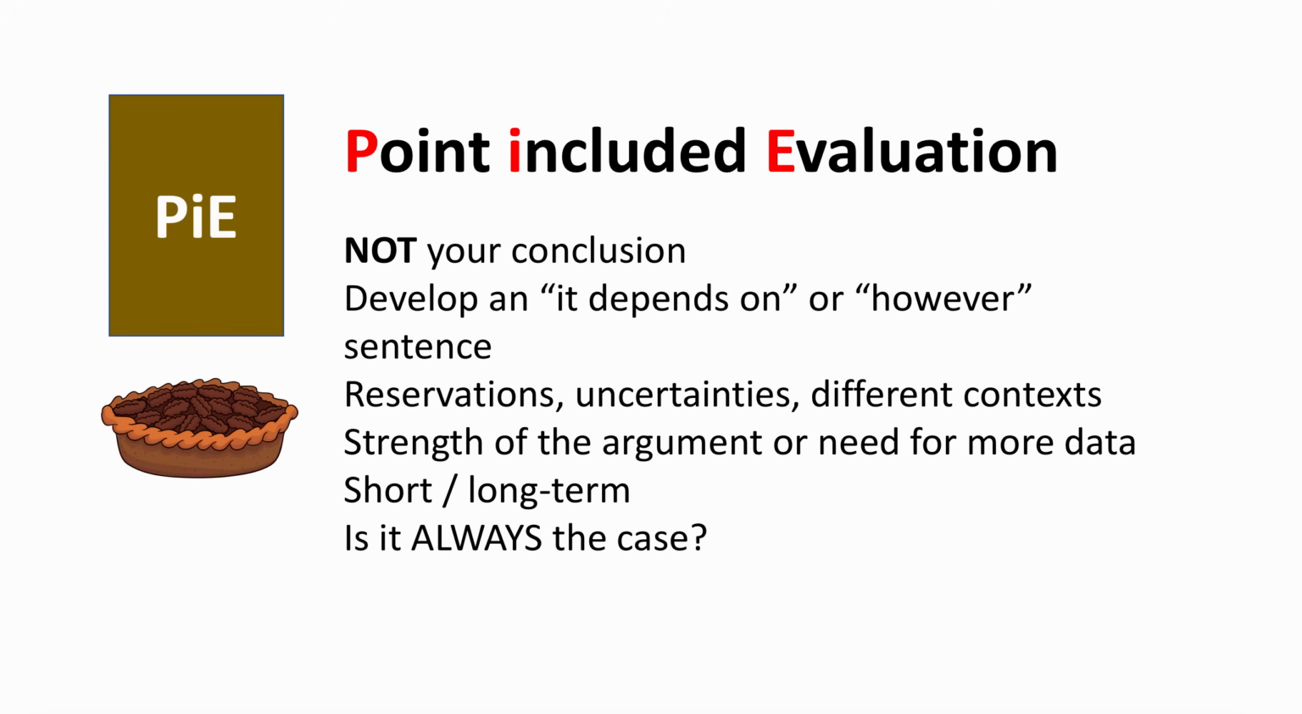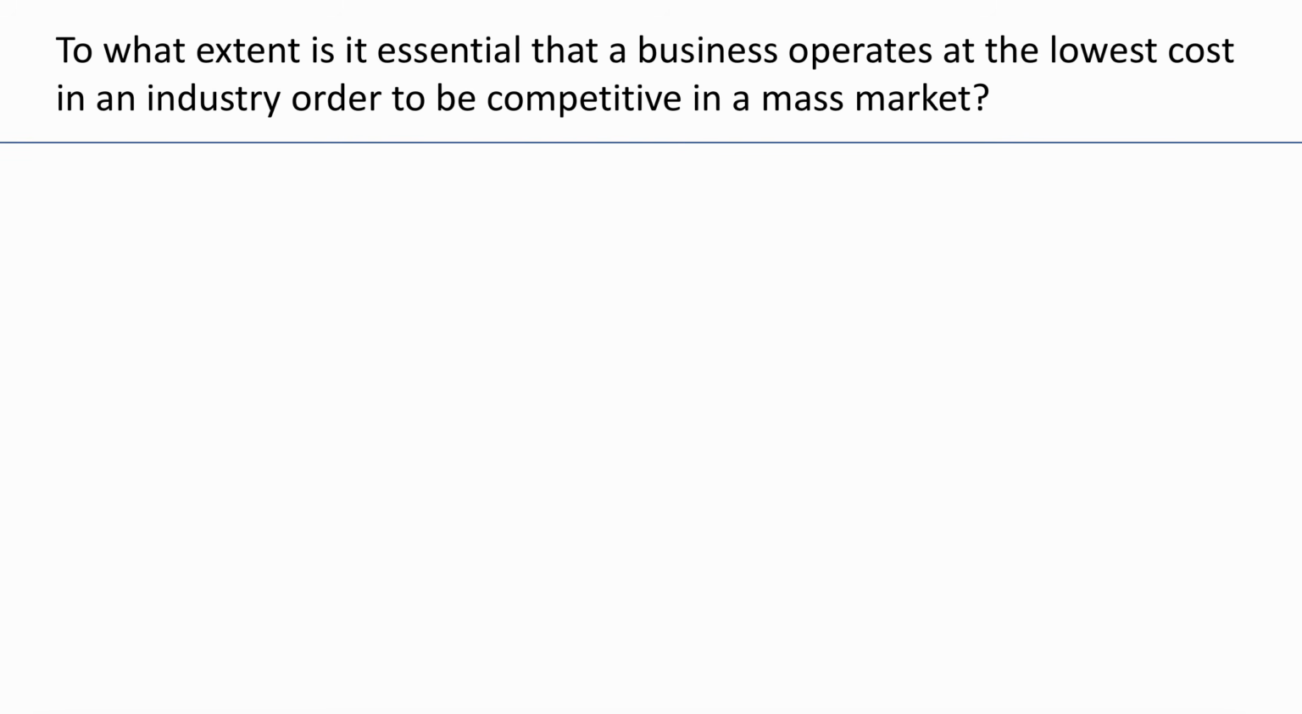Let's have a quick look at an example of this just to show you the technique in action. Here's a typical A-level business question, particularly for AQA students. This might be, for example, a 25 marker in paper 1. To what extent is it essential that a business operates at the lowest cost in an industry in order to be competitive in a mass market?